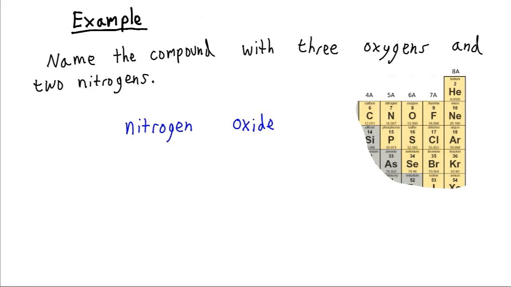Now the last piece of information we need to build in is the fact that there are 3 oxygens, 2 nitrogens. So we use our Greek prefixes. The Greek prefix that means 2 is di, and we have dinitrogen. And the prefix which means 3 is tri. So we have trioxide. We have named that molecular compound.